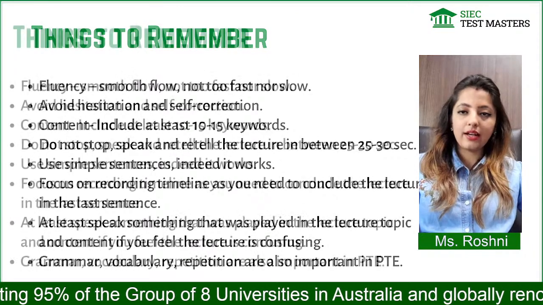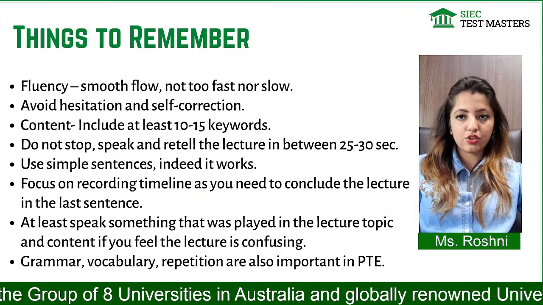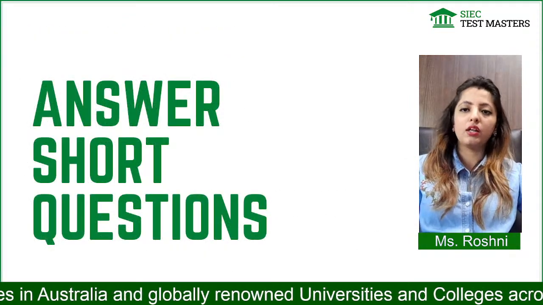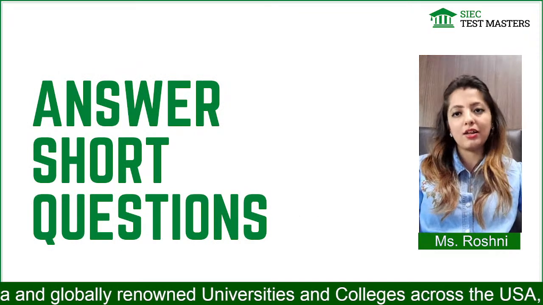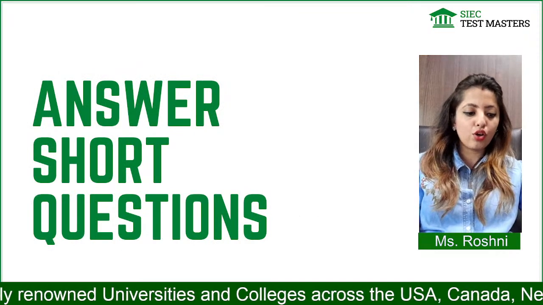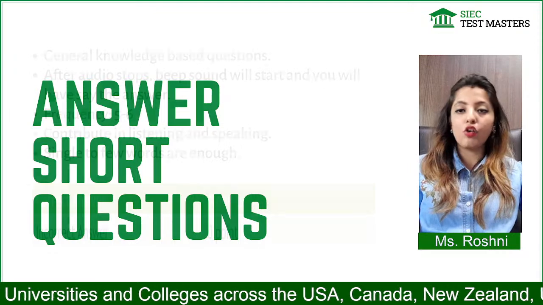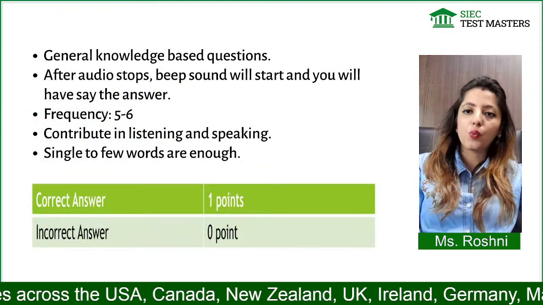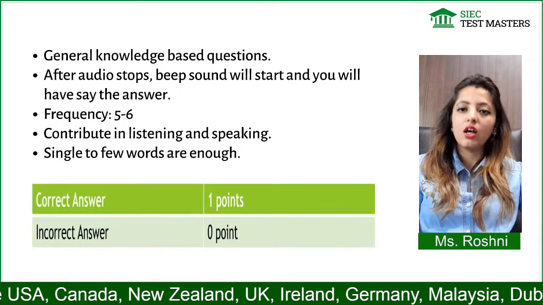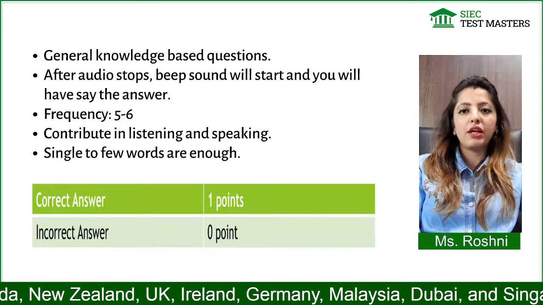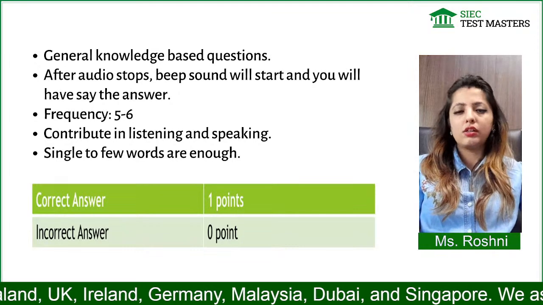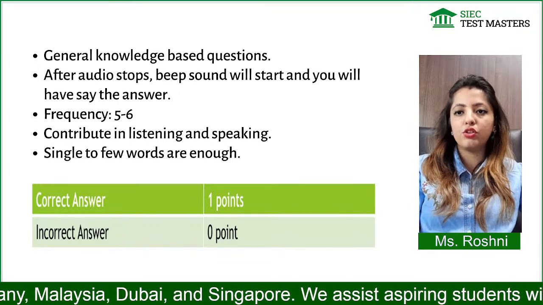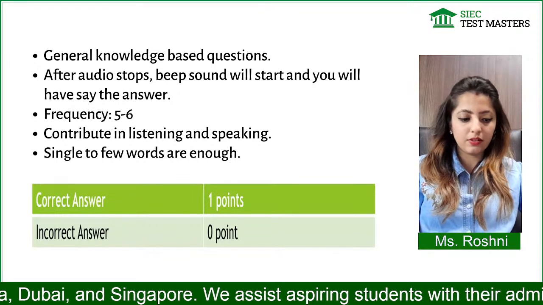Moving on to the next, which is Answer Short Questions. Answer Short Questions are not very important, but again, they give marks to both speaking as well as listening. Moving on to the slide of Answer Short Questions. Here the frequency is around 5 to 6 questions, and you will get questions based on general knowledge. These can be as easy as that, or sometimes bio-related questions.